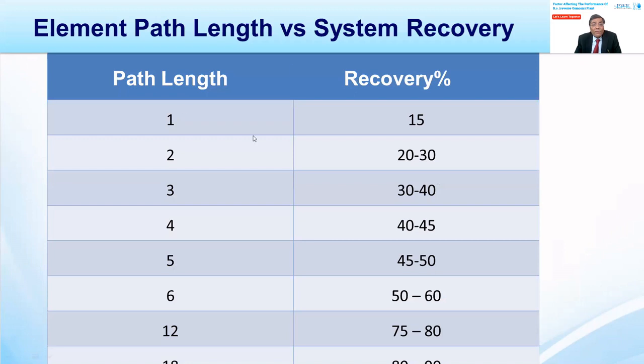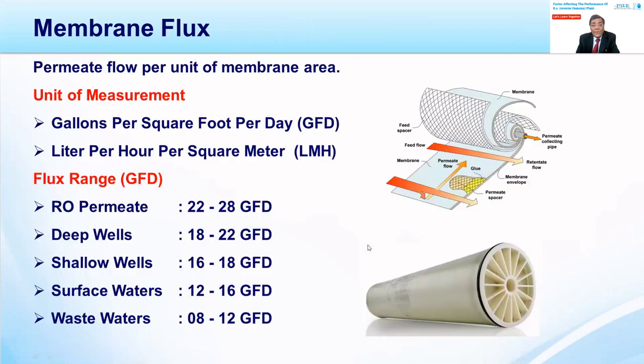Okay, the path length: what is the relation between the path length and the recovery of the system? With one membrane, which means the path length is 1, we can have a maximum of 15% recovery. But with two membranes, we can have up to 20 to 30% recovery and so on. You see, when we have path length 12, it goes to between 75 and 80% recovery, and beyond that it's up to 90%.